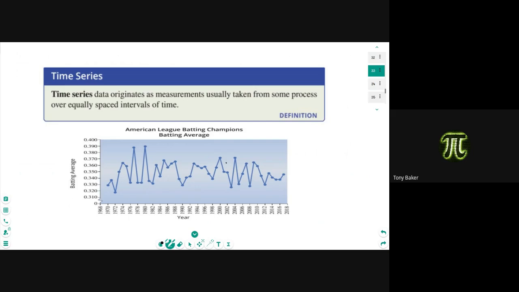So a time series is data that is usually taken from the exact same process, spaced over intervals of time. So when you're looking at a time series, you're looking at one type of data point over time. Okay. So this was the American League batting championship or average.